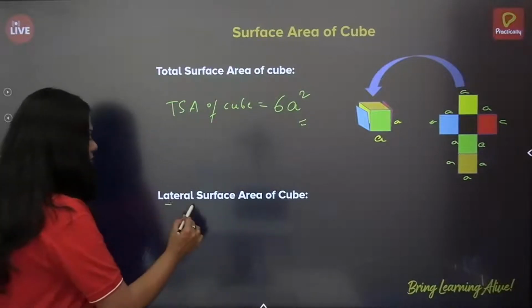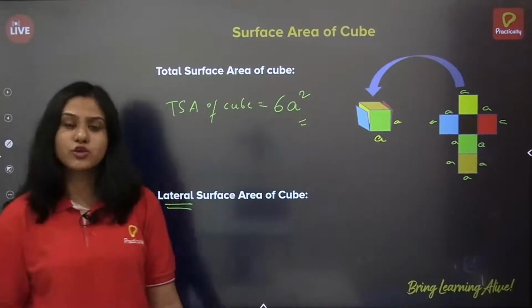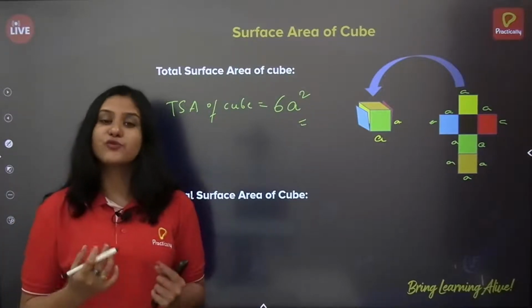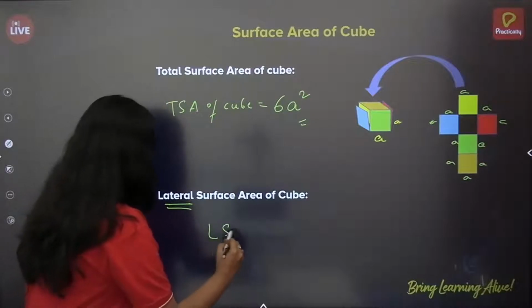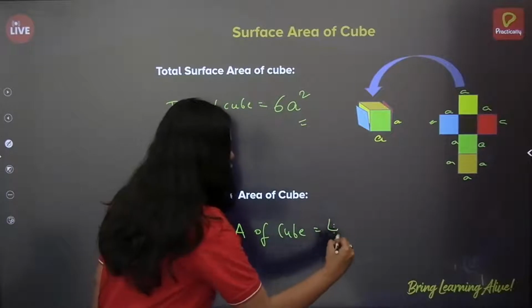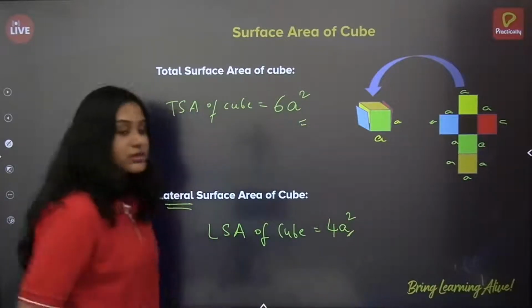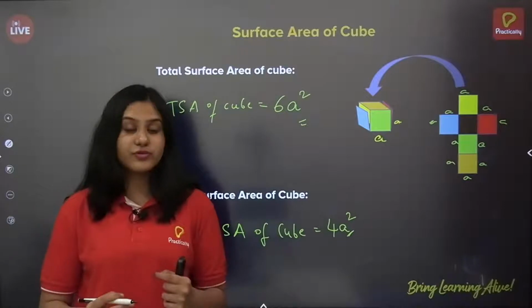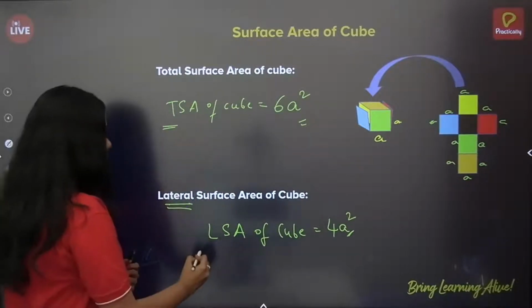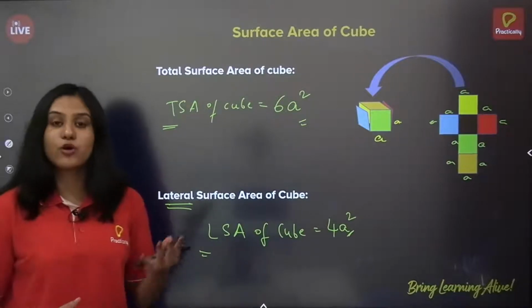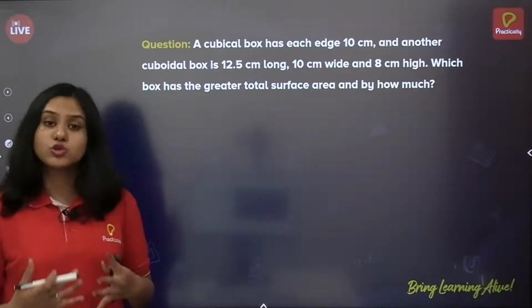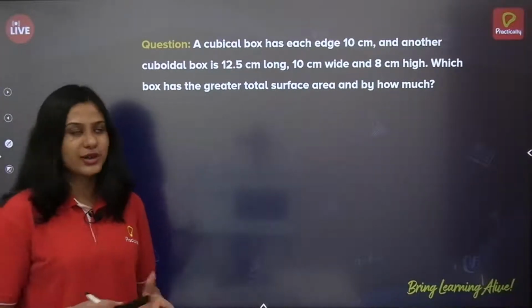And can you all tell me what would be the lateral surface area of the cube? Just minus the top and bottom areas. What do we get? 4A square. So, LSA or lateral surface area of cube is equal to 4A square. Again, what is A here? It is nothing but length of the edge of the cube. Okay. So, we have learned so far of cuboid and cube, correct? Next, let us also solve a problem to test our knowledge, right?